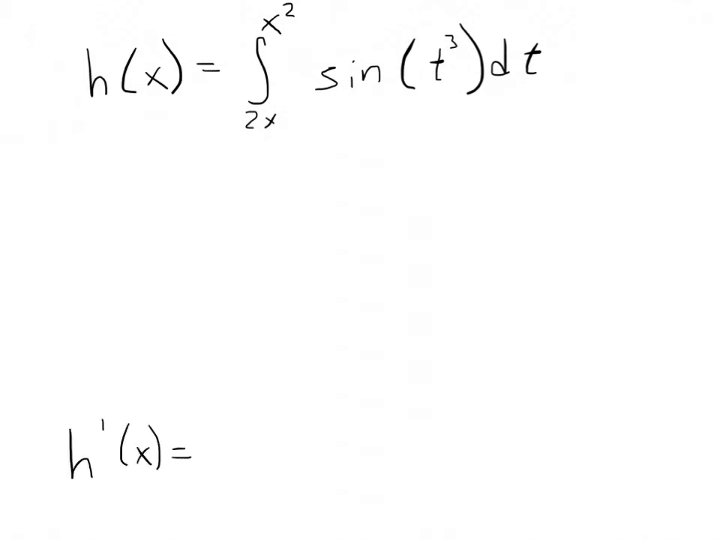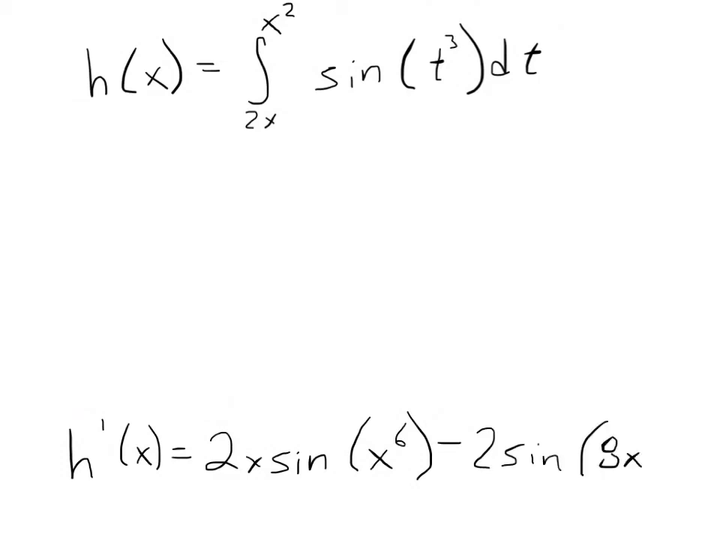So h prime of x, it turns out, is going to be 2x times the sine of x to the 6th minus 2 times the sine of 8x cubed. And if you're looking at that answer, you are probably saying, that can't be right. This is supposed to have something to do with the chain rule. This x to the 6th, the derivative of that should be 6x to the 5th, not 2x. The derivative of this 8x cubed, that's like 24x squared, not 2. What the heck is going on here?